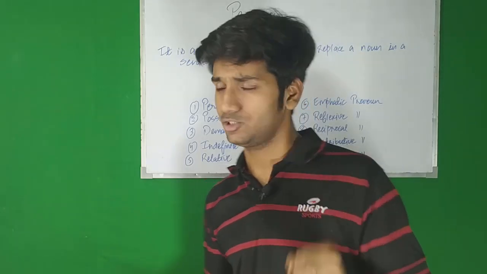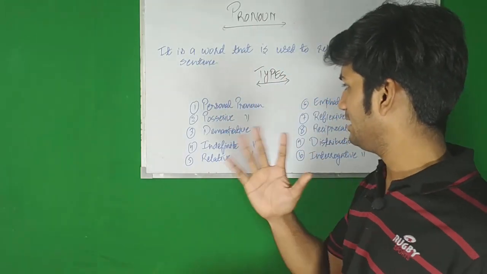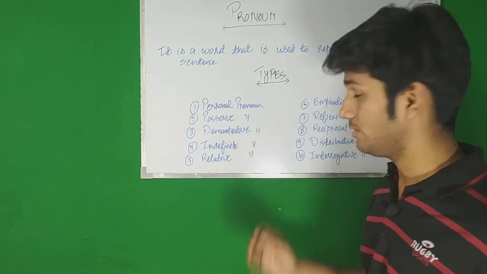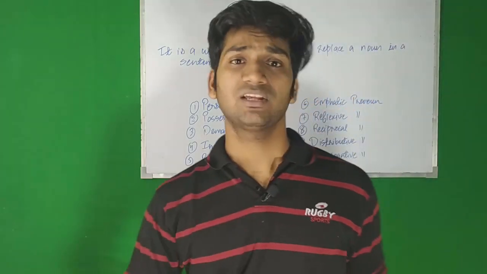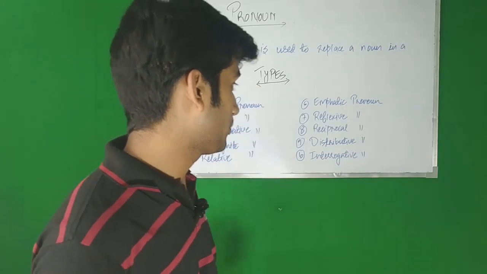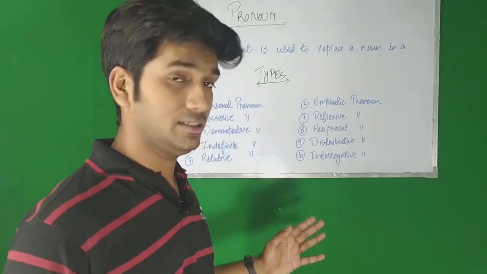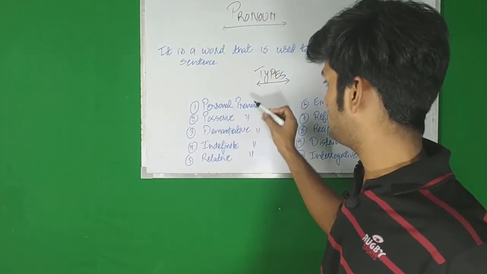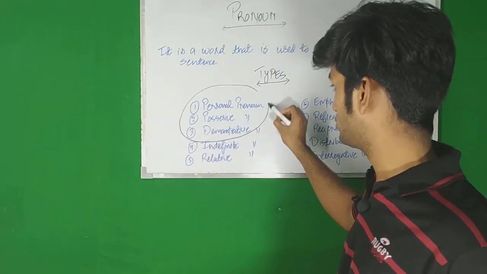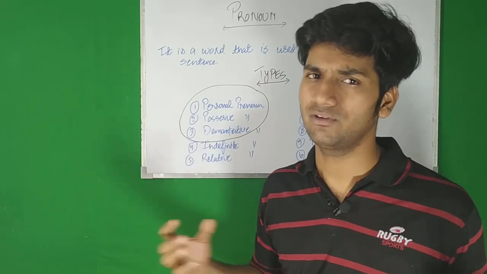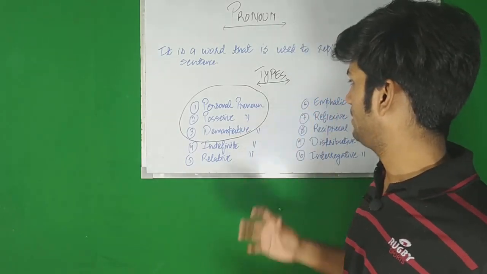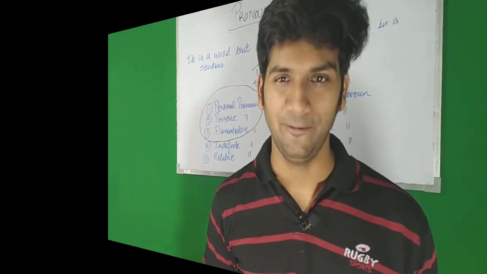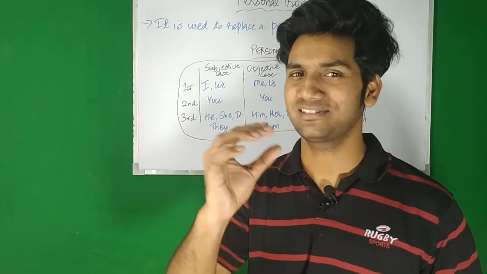So in English, we majorly have 10 types of pronouns: personal, possessive, demonstrative, indefinite, relative, emphatic, reflexive, reciprocal, distributive, and interrogative. All right, in this lesson, I'm gonna only cover these 3 types of pronouns. We are going to have several lessons on this chapter, pronoun. So be ready. Let's start with personal pronoun.